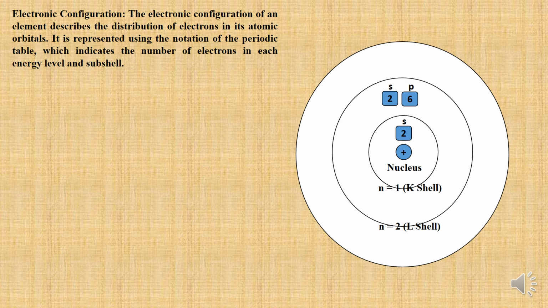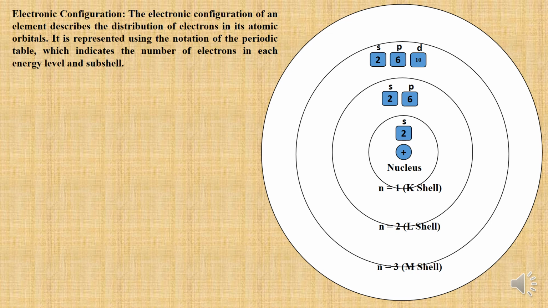and this is followed by the third energy level or the third shell. It's also known as the M shell, and within the third shell you will find the subshell with s orbital containing 2 electrons, p orbital containing 6 electrons, and d orbital containing 10 electrons.